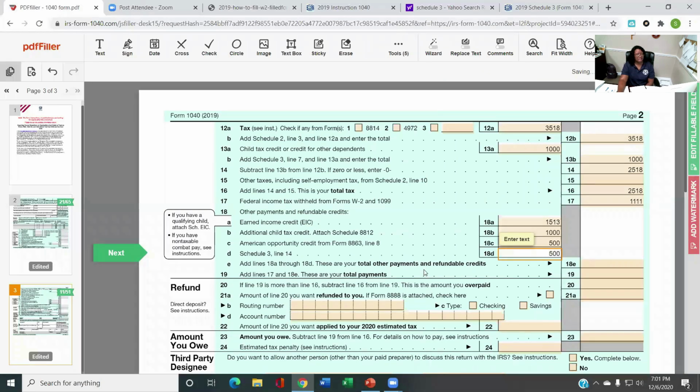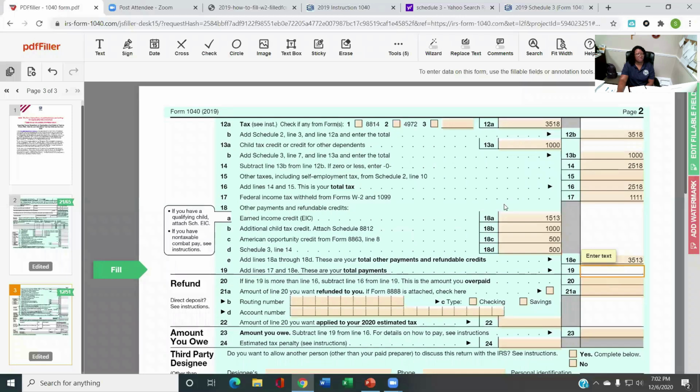Now it says add lines 18A through D. So what do we have? We have 25, 35, 35, 13. So we have that. Wait, we got to add this one. So we got 17. This is the federal income tax bill we'll pay, and your other payments and stuff. Okay. Now it says add lines 17 and 18. So 17 and 18 would be 46.